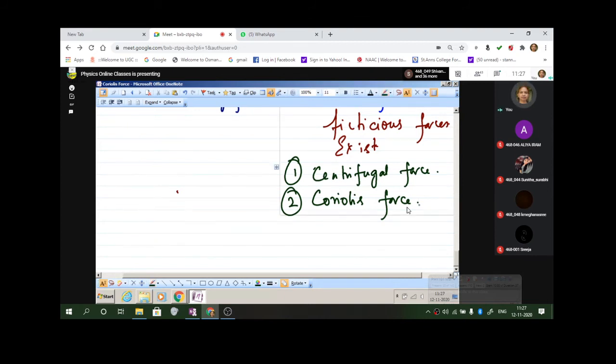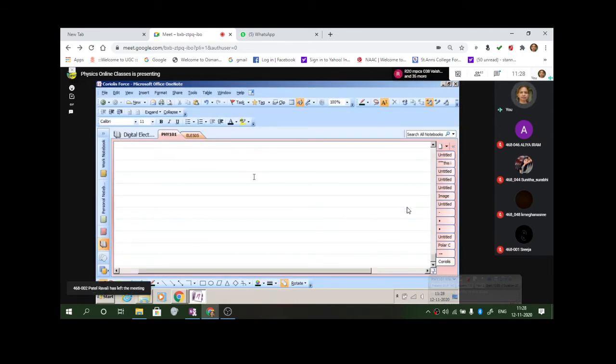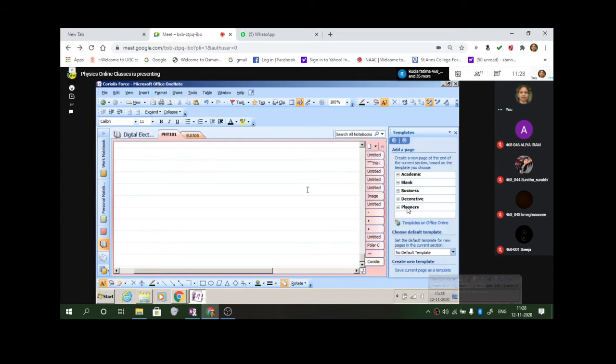So now, draw a three-dimensional coordinate system. I think all of you can draw the three-dimensional coordinate system.